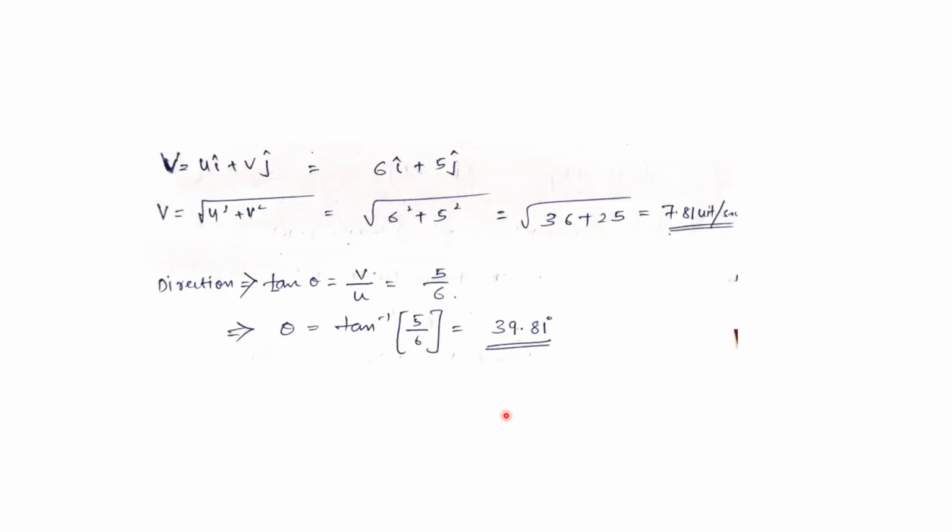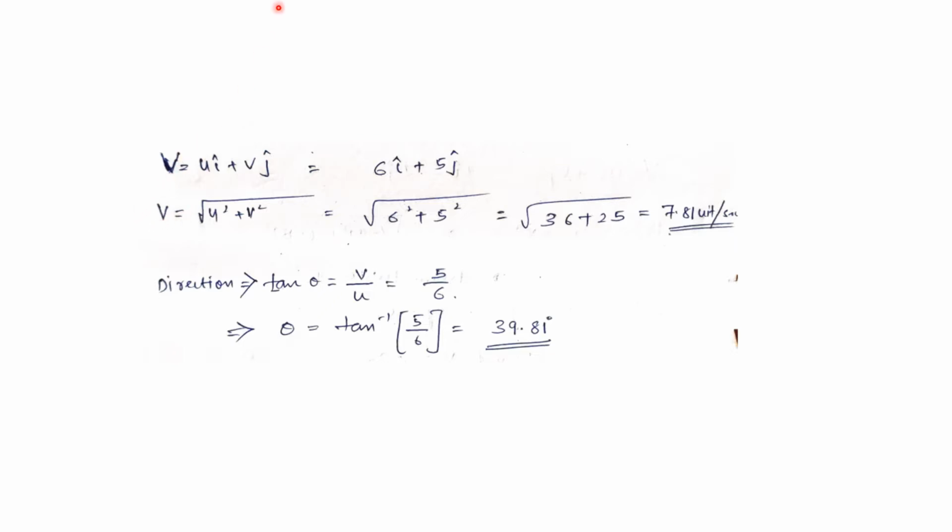Remember this term. So V would be ui plus vj, 6i plus 5j. This is capital V, remember, and the small u and v are the velocity in the x-axis and the velocity in the y-axis.